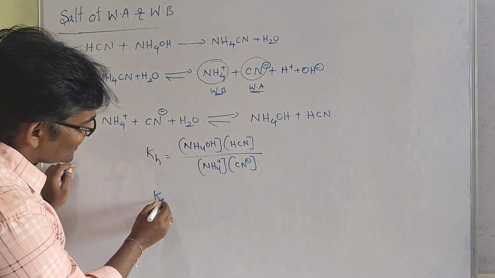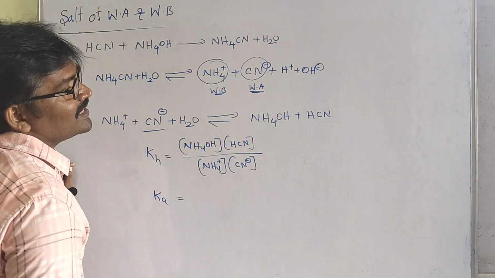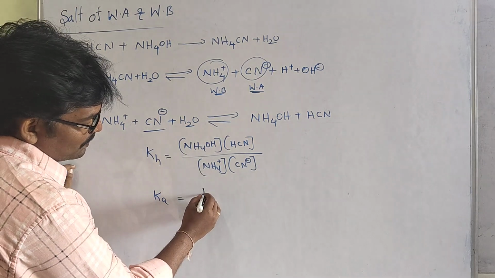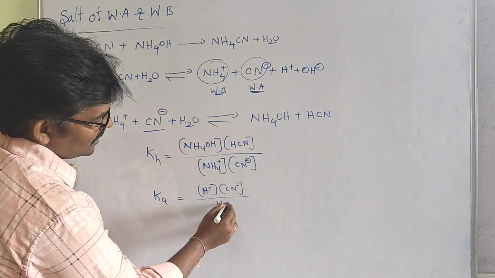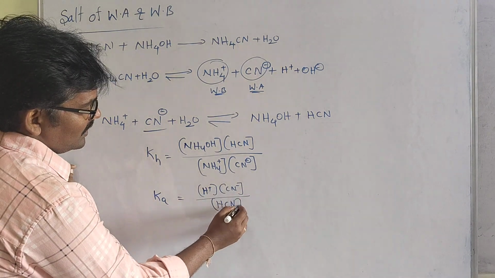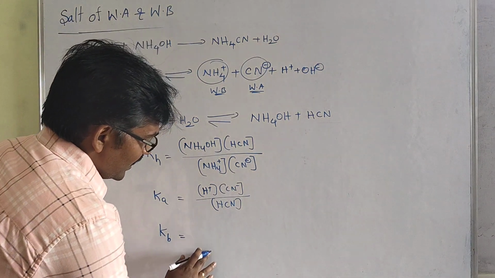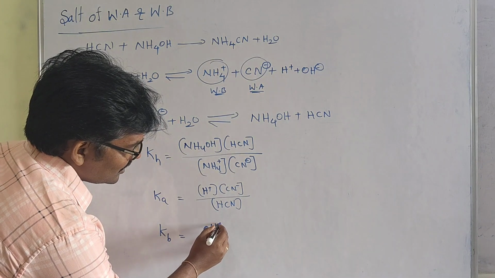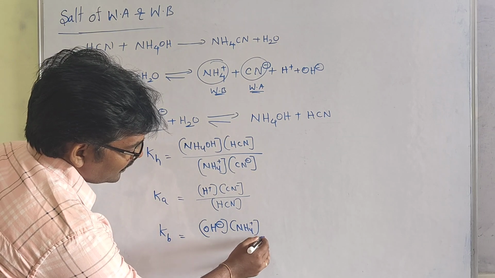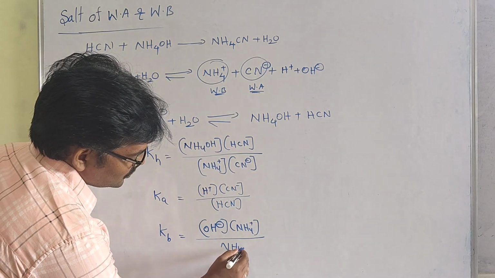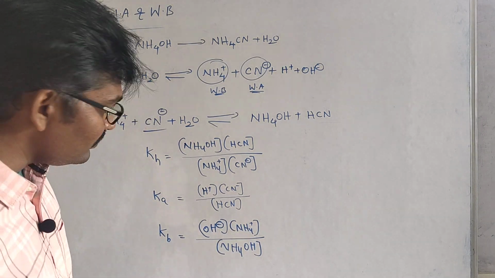In case you write Ka, for the weak acid, how can you write it? H plus ion concentration into CN minus ion concentration divided by HCN, right? Next, if you write Kb, it is equal to OH minus ion concentration into NH4 plus ion concentration divided by NH4OH concentration. Clear? Right.